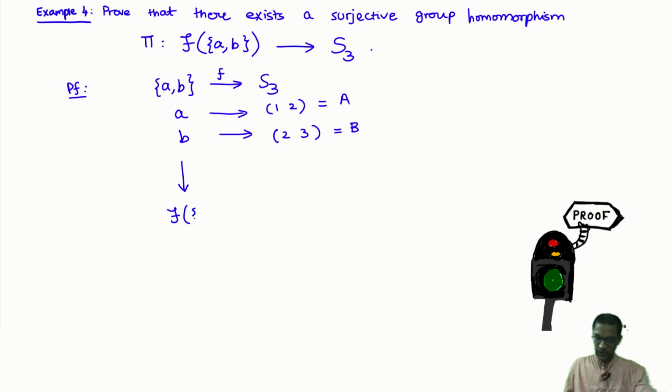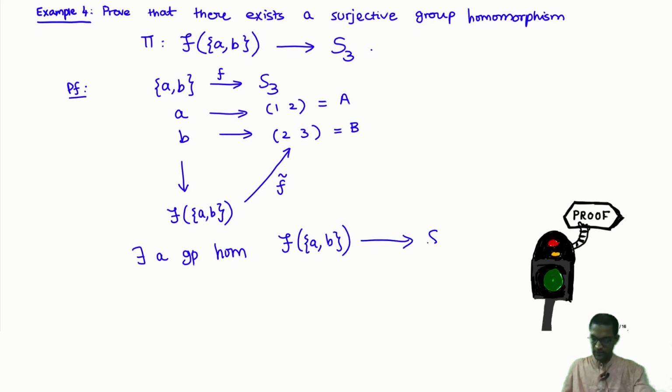This therefore induces a group homomorphism from the free group to S3, which is called F tilde. So there exists a group homomorphism from the free group to S3. Call this F tilde, and what does it do? It sends A to this cycle A, and B to this cycle B. So I know the existence of this by means of the universal property.